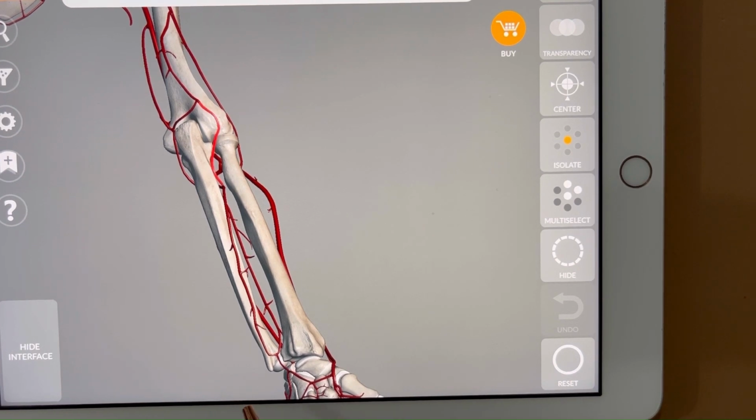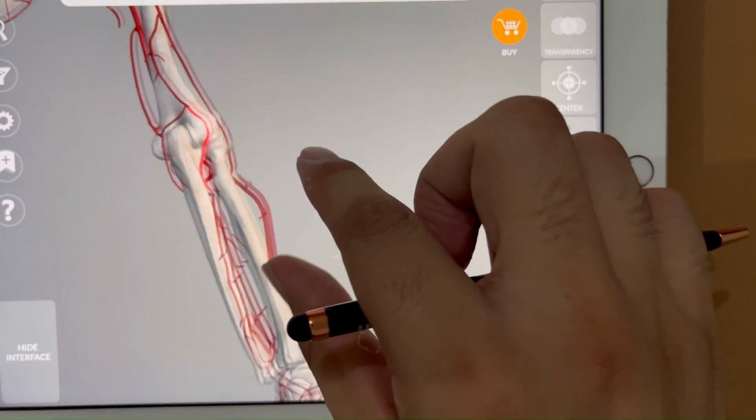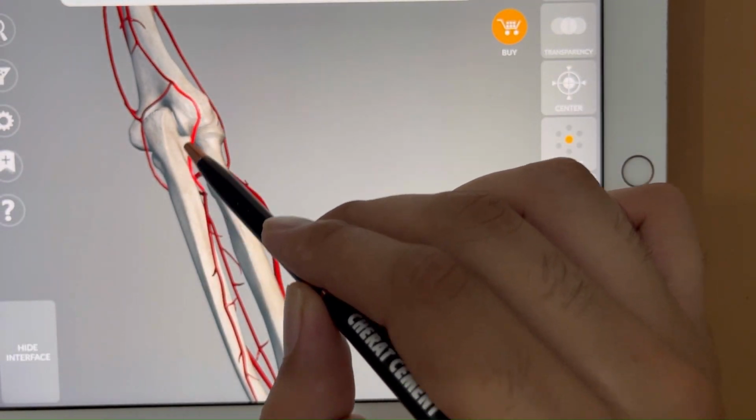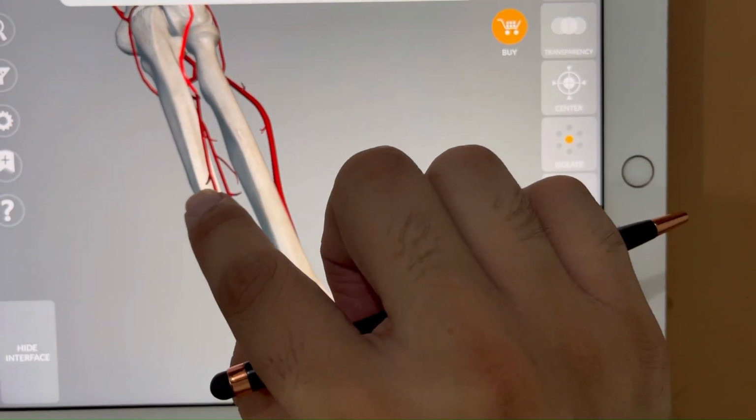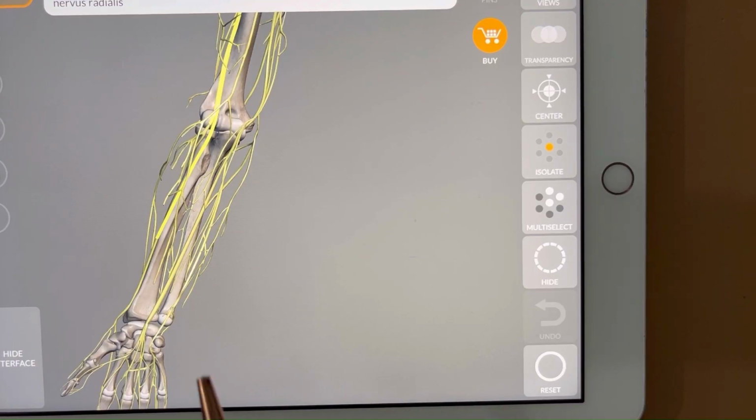Now student, moving toward the blood supply of the anconeus muscle. Student, this muscle is supplied by the interosseous recurrent artery. This is the interosseous recurrent artery, and it is also supplied by the posterior interosseous artery. Student, the anconeus muscle is innervated by the radial nerve. The radial nerve originates from the posterior cord of the brachial plexus.